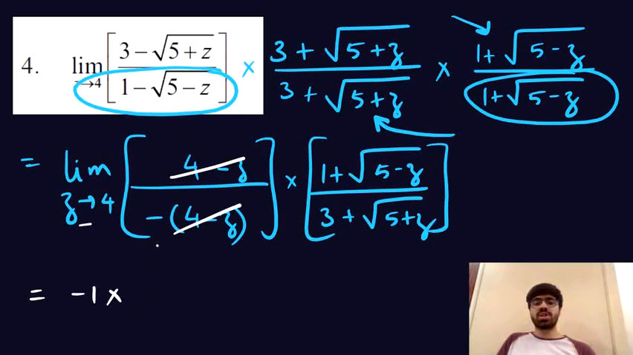Substitute z as 4 in the second bracket. So you have 1 plus root over 5 minus 4, that is 1 plus root 1, which is equal to 1 plus 1. That is giving you a 2 in the numerator. Put that z as 4 here. So this becomes 9. This becomes root 9, which is equal to 3. 3 plus 3 becomes equal to 6. The final value is minus 1 upon 3. And that is the value of the fourth question.